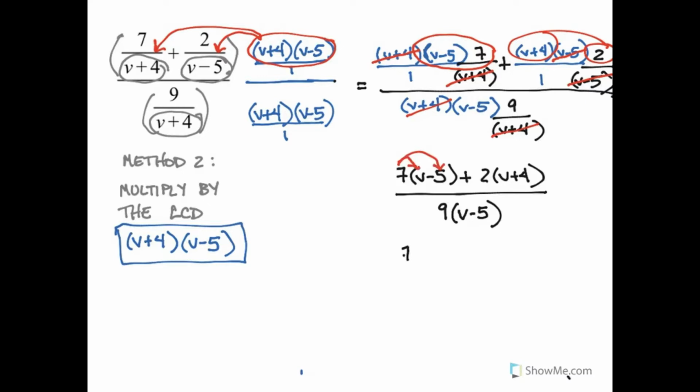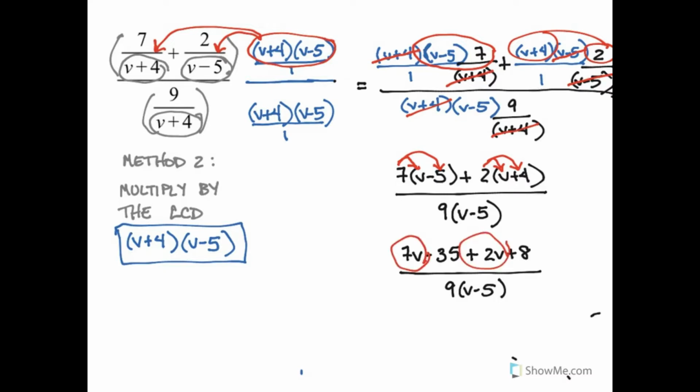7 times v minus 5 is 7v minus 35. And 2 times v plus 4 is 2v plus 8. Now if I simplify that by adding like terms, I'm going to get 7v and 2v, which gives me 9v, and minus 35 plus 8, which gives me minus 27.